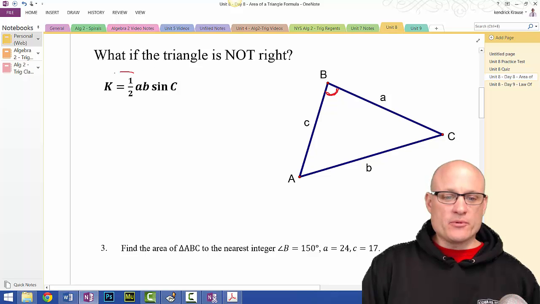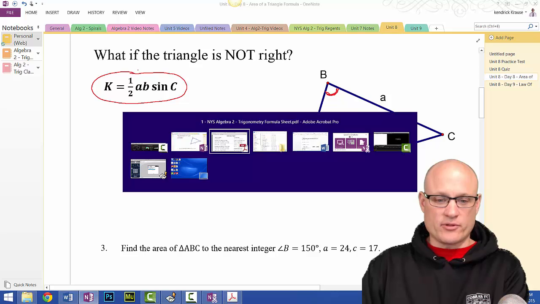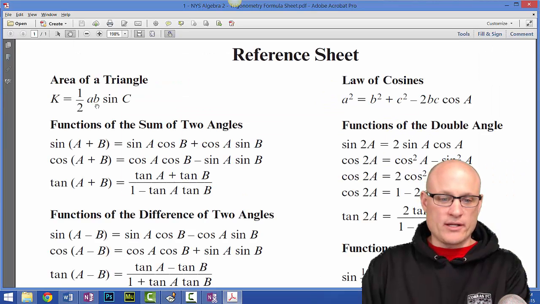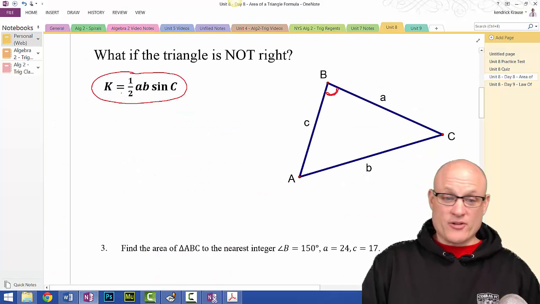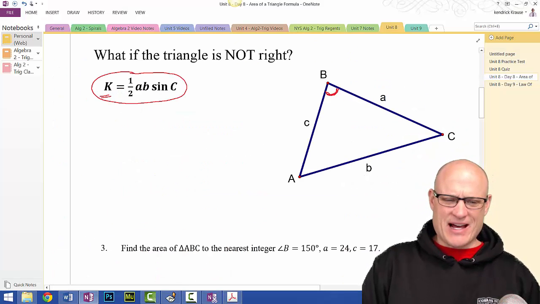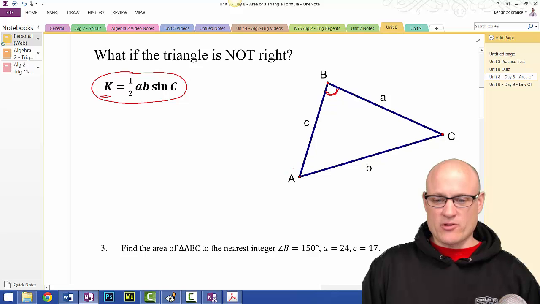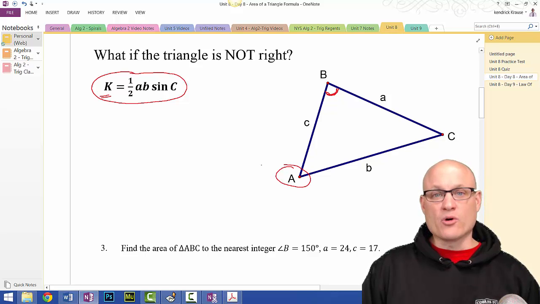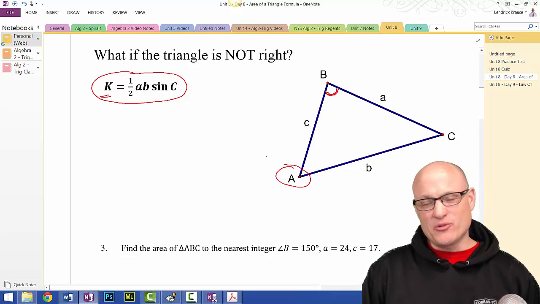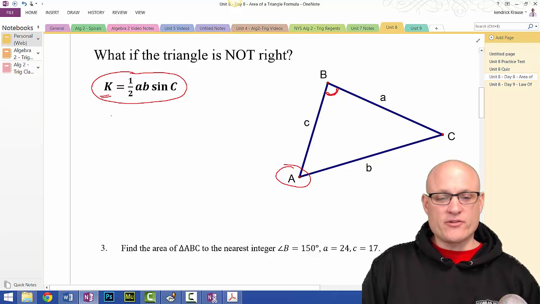So there is a formula that we will use. It is on your formula sheet. So if you bounce over to the formula sheet, there it is, right there. K equals 1/2 AB sine C. But Mr. Krause, why would they use a K and not an A? Well, it's because oftentimes A is used for a vertex, and then we get kind of confusing. Especially since this is just one form of this. I can use K equals 1/2 BC sine A.